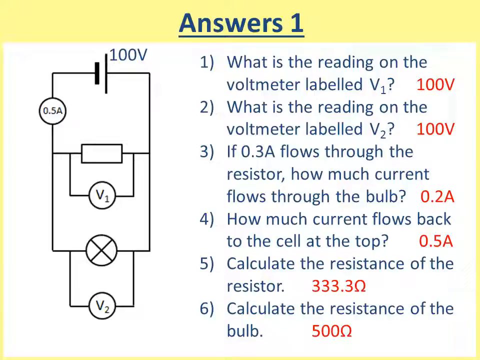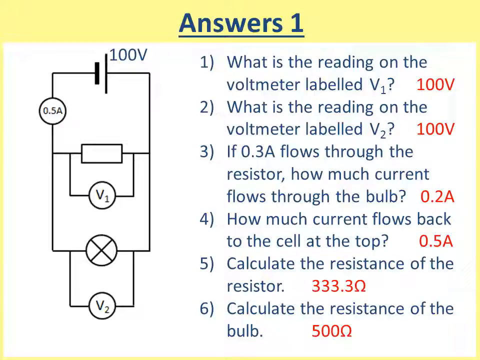Question number 4. How much current flows back to the cell at the top? Again, it's 0.5 because the 0.2 from the lamp combines with 0.3 from the resistor to form 0.5 again before it goes back to the cell.